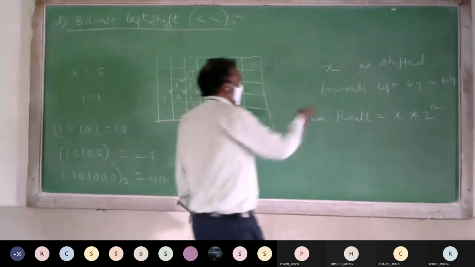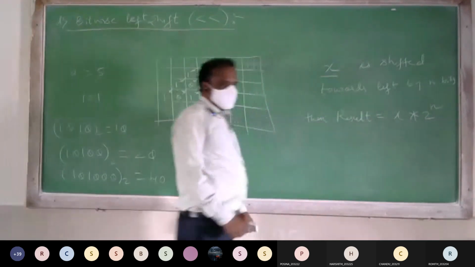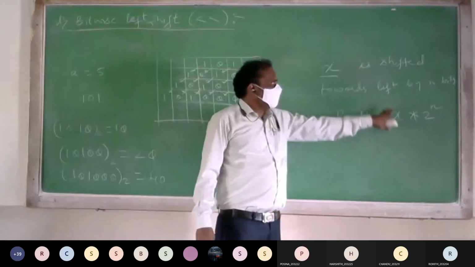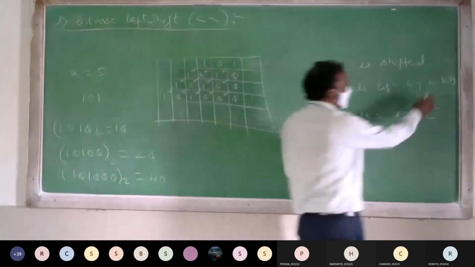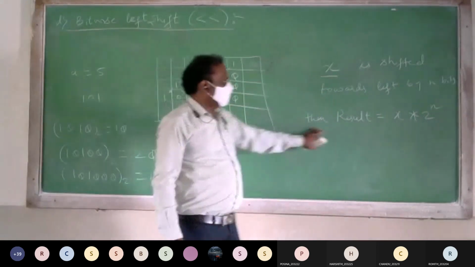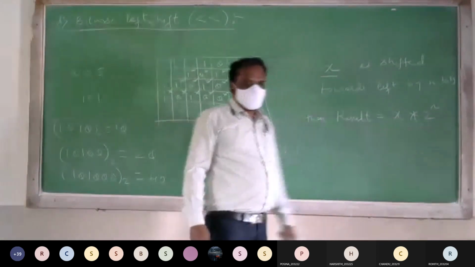So here x is a number. X is any number shifted towards left by n bits. N is the number of times you are shifting towards left side. Then the result will be x into 2 power n.